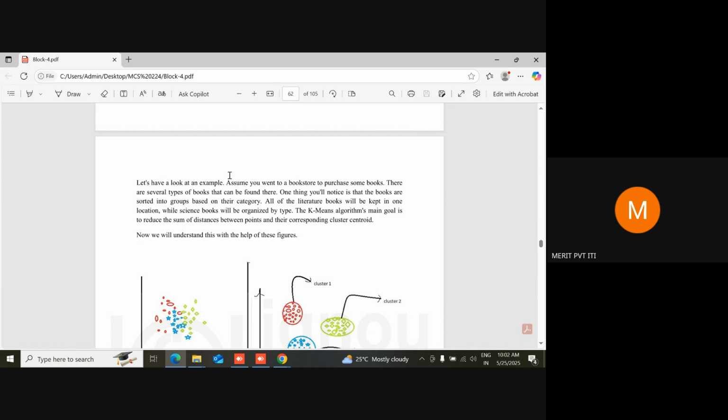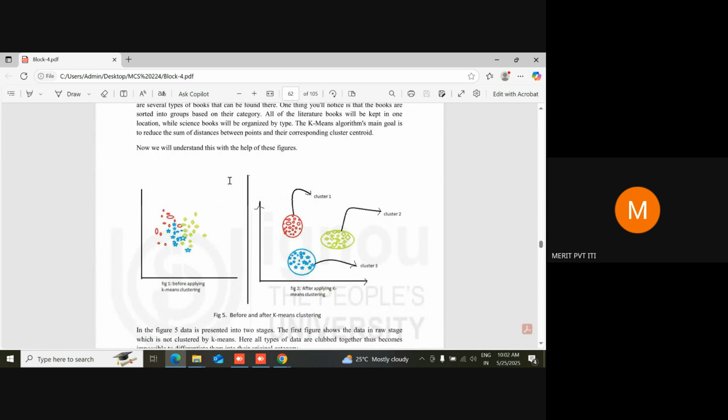Now we will understand: science books in one place, literature in one place, humor books in one place, for children in one place, for adults in one place, and so on and so forth. So this is before applying the K-means algorithm, and this is after applying K-means. See, after, cluster 1, cluster 2, cluster 3 have been made; see, 3 clusters. So that's before and after.